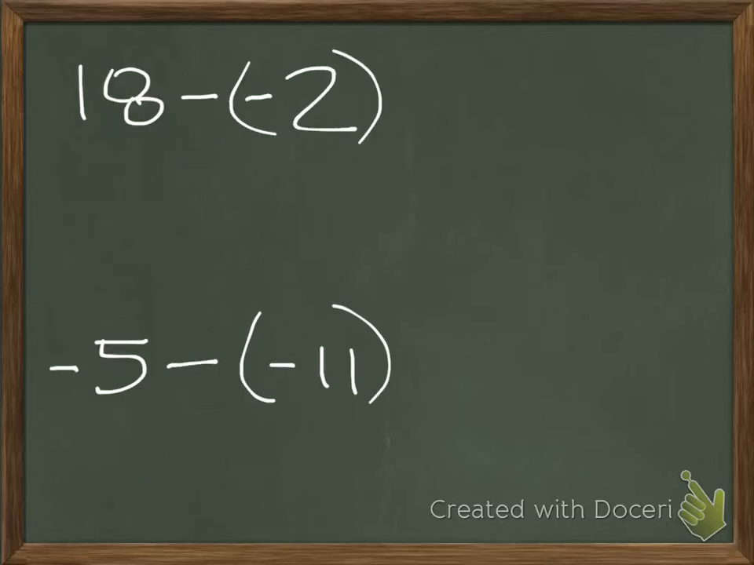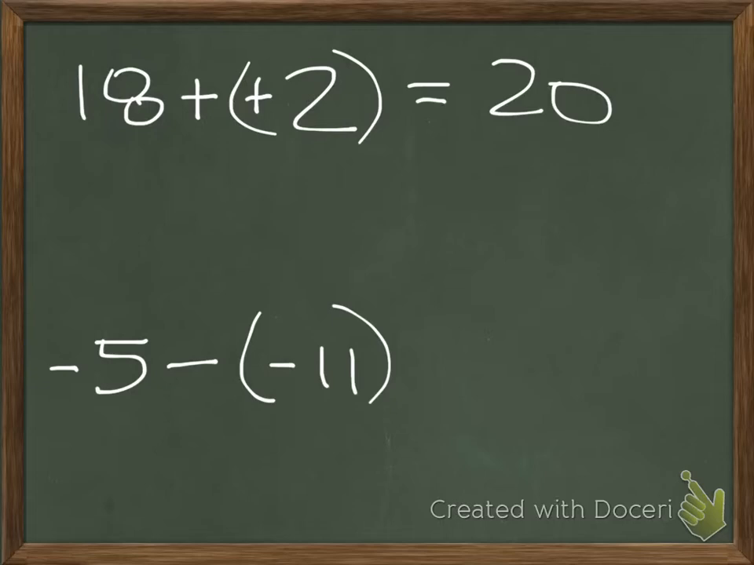Here we can use a save, change, change again. This one, save the 18, change the minus to a plus, change the negative to a plus. So this actually becomes 18 plus 2, or 20. And again, save, change, change.